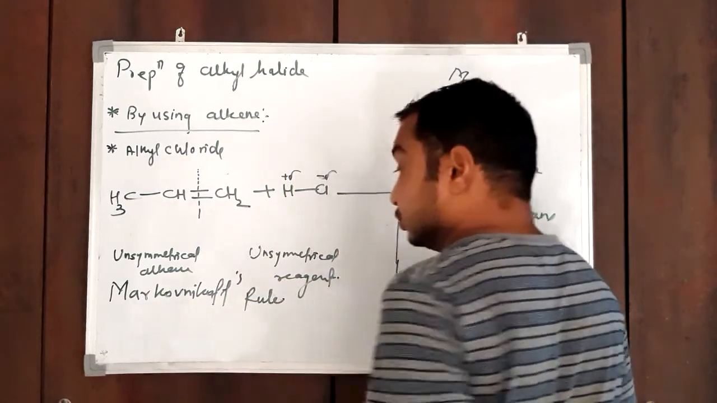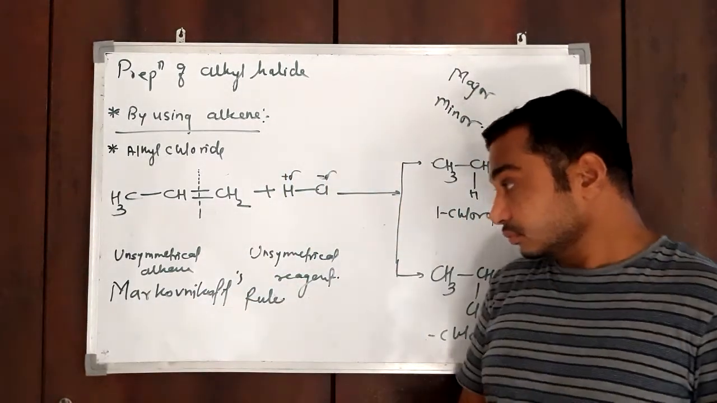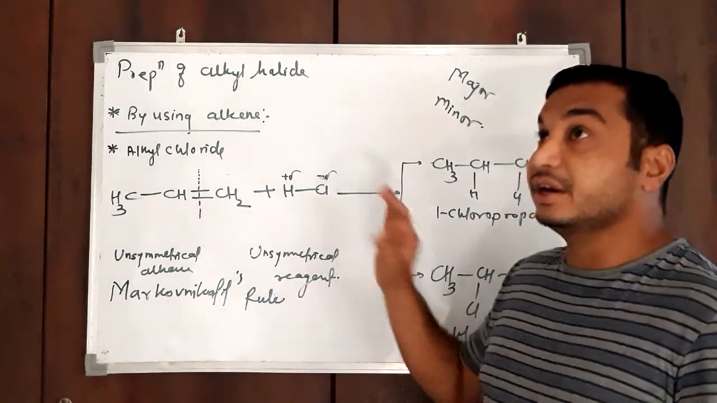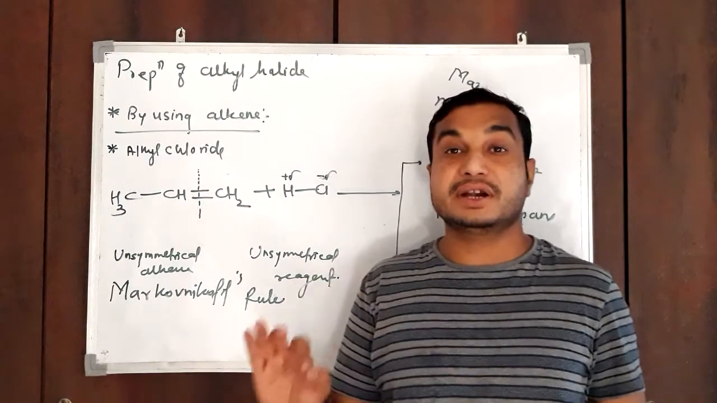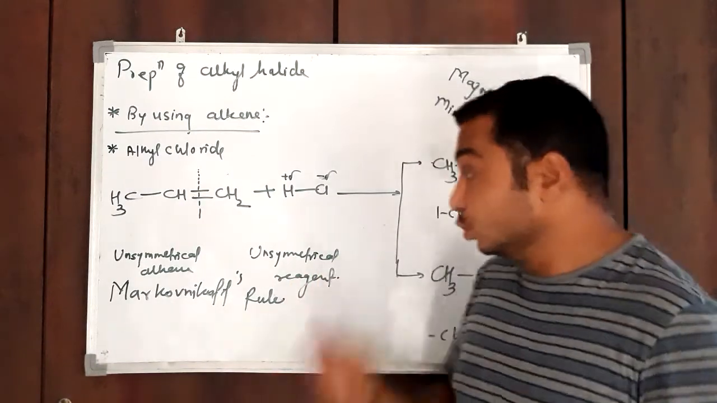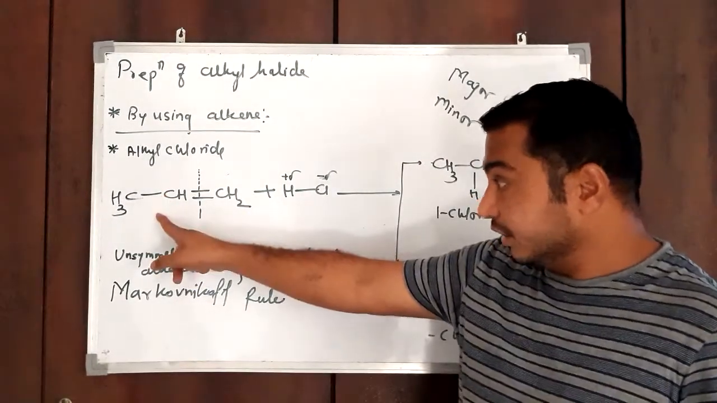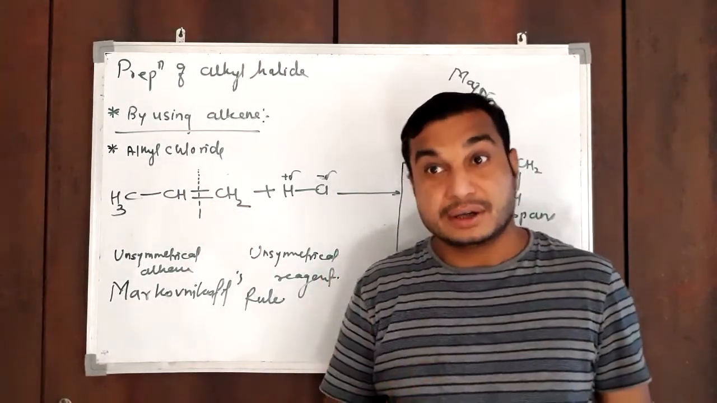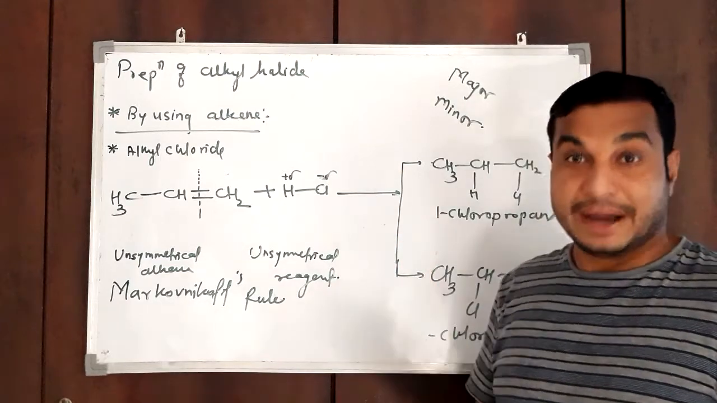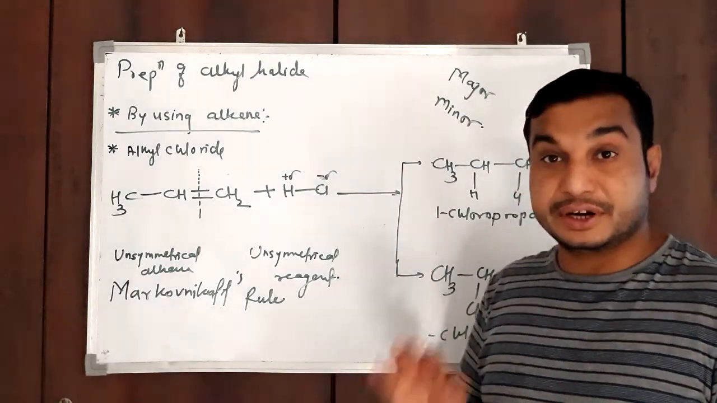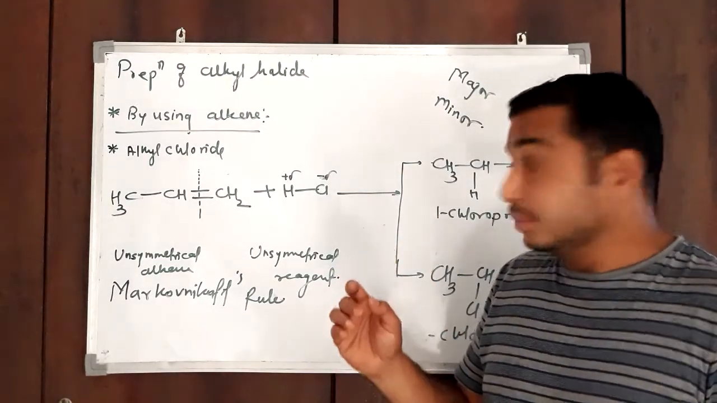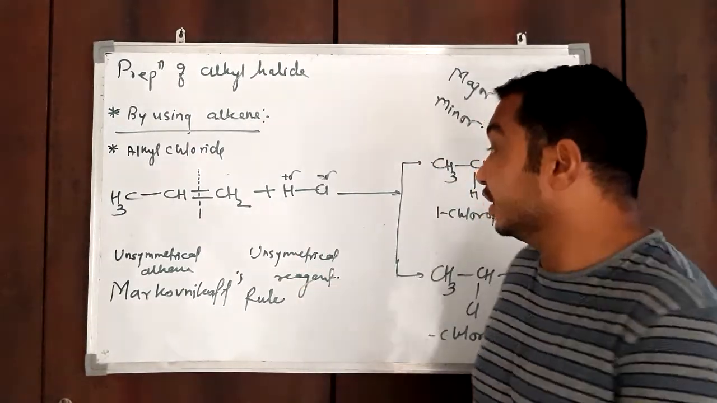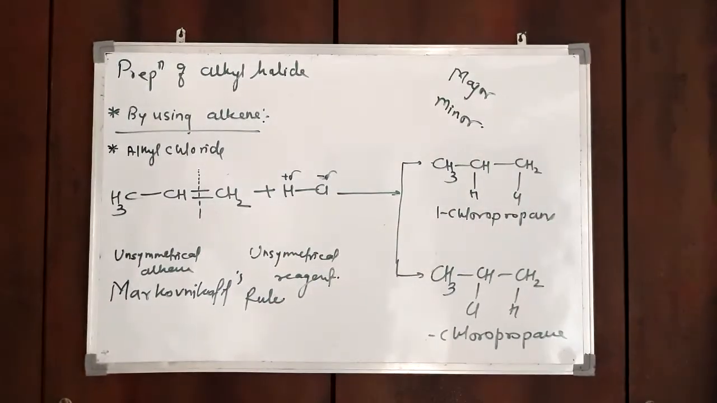Markovnikov's rule. According to this rule, when an unsymmetrical reagent adds to an unsymmetrical alkene, more than one product is obtained, but the major product is obtained by attaching the negative part of the reagent. Negative part of the reagent means Cl minus.